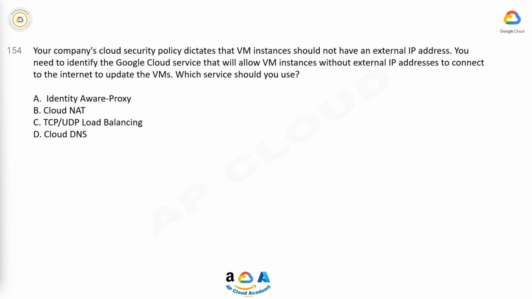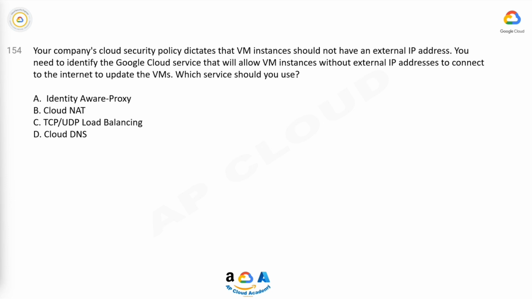154. Your company's cloud security policy dictates that VM instances should not have an external IP address. You need to identify the Google Cloud service that will allow VM instances without external IP addresses to connect to the Internet to update the VMs. Which service should you use?